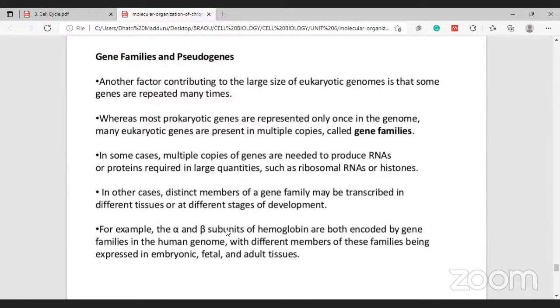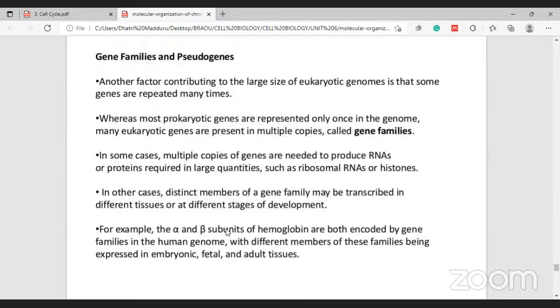Another factor contributing to the larger size of the eukaryotic genome is repetitive DNA. Most prokaryotic genes are represented only once, while eukaryotic genes are represented in multiple copies, which are called gene families. So they produce RNAs and proteins which are required in larger quantities, like rRNA and histones. Therefore, these gene families are transcribed in different tissues and at different stages of development. And this amount will vary. It is not constant always.